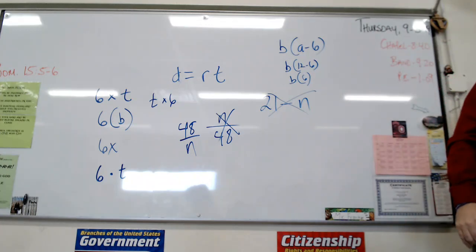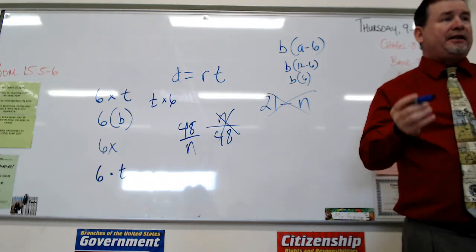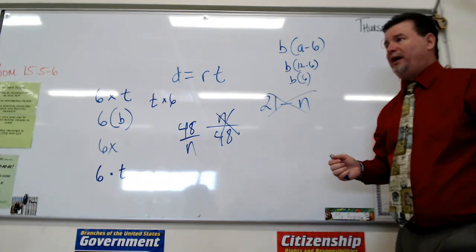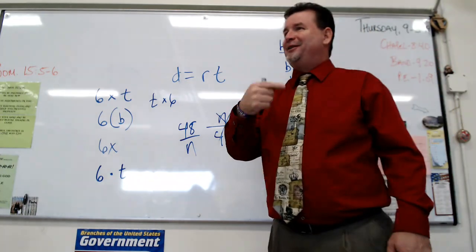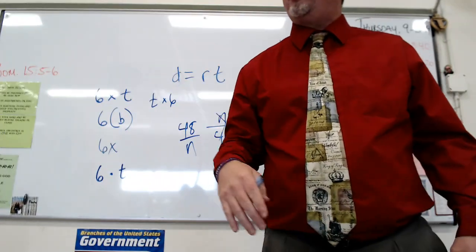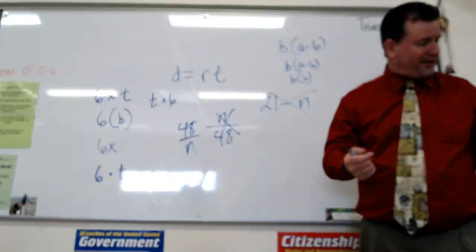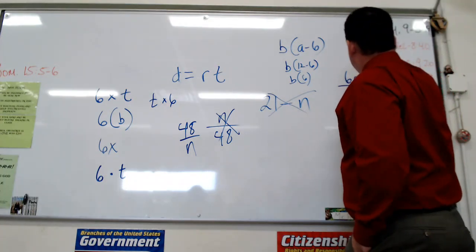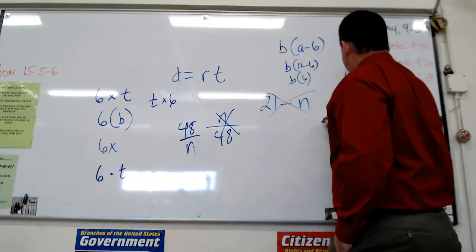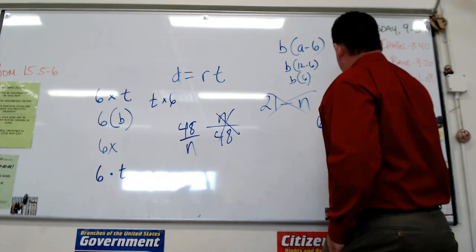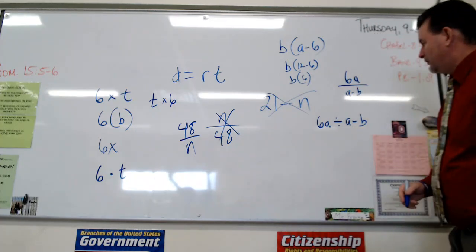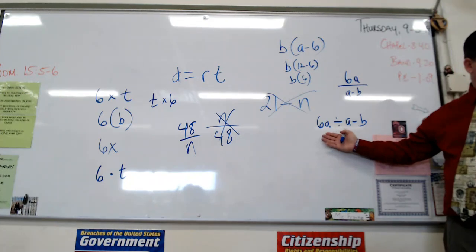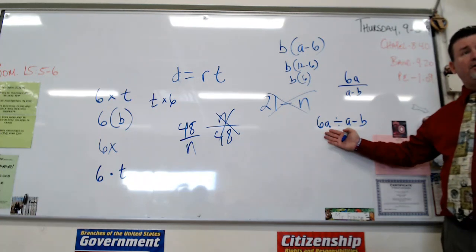Number 5. I'm sorry, 6. Uh-oh. 6a divided by a minus b. This reminds me of that one last week where they messed it up in the book. They had it wrong. 6a divided by a minus b. If I rewrite that, what's a worth? Cam? What's 6 times 12?